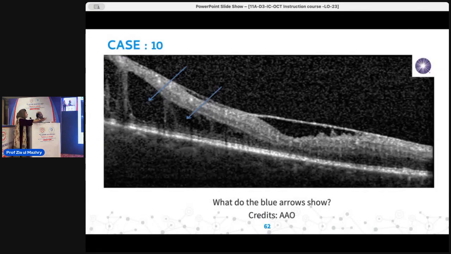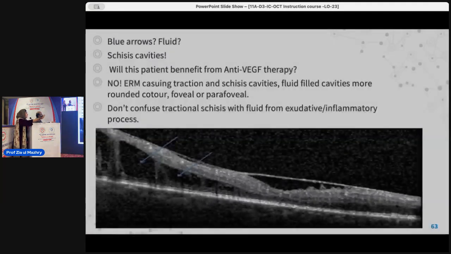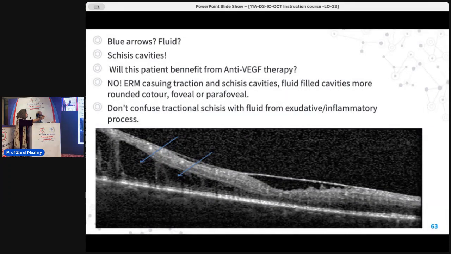So this is a case study. Can anybody tell where the pathology is and what these blue arrows are? Here you can see these blue arrows. This is also schisis of the layers. This over here is not fluid. This is also schisis, and this bright layer is epiretinal membrane again. So this epiretinal membrane is causing traction.